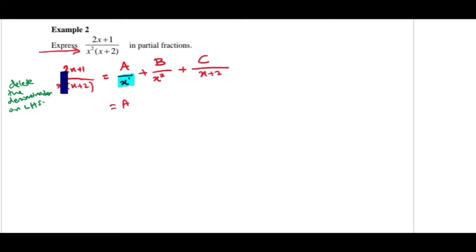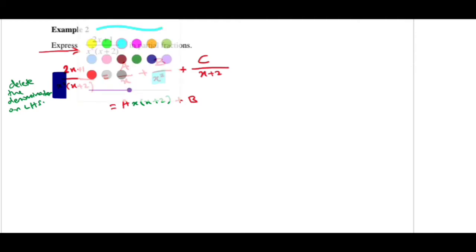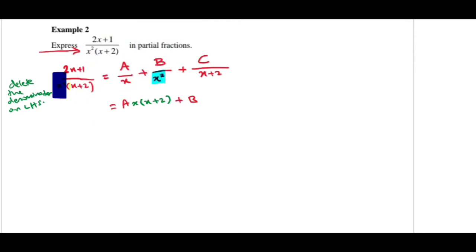So this means you have to multiply a with what's left, which is x times x plus 2. Also the same for b. Look at the denominator under b. It's x power 2. That means we have to delete x power 2 of the denominator on the left hand side. So when you delete x power 2, what's left is x plus 2. So you have to multiply b with x plus 2. Like this. And then the last one is c.